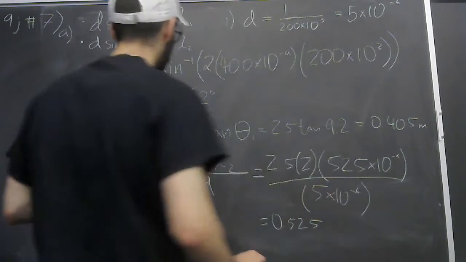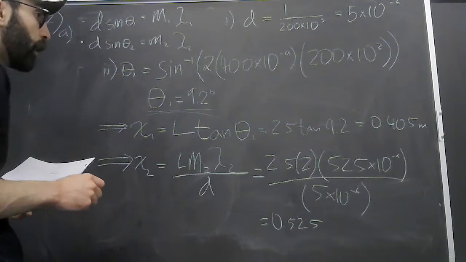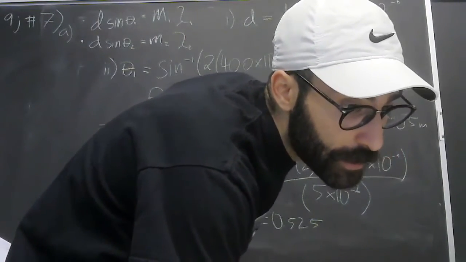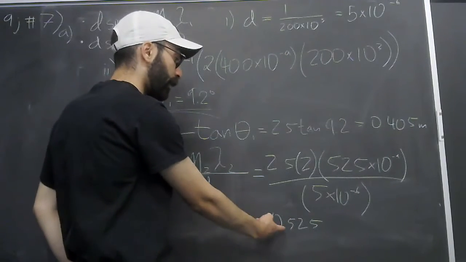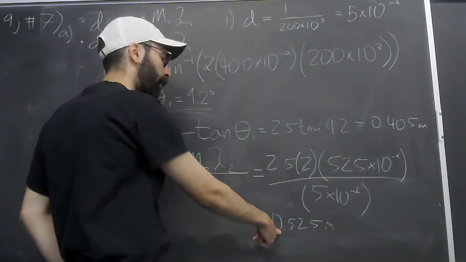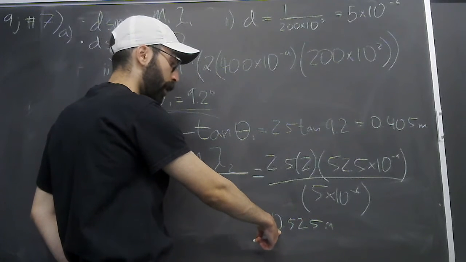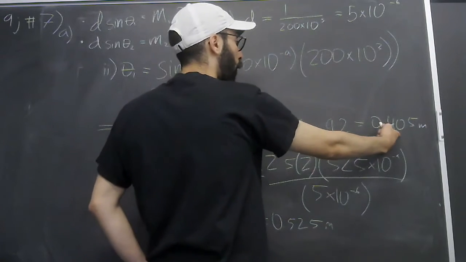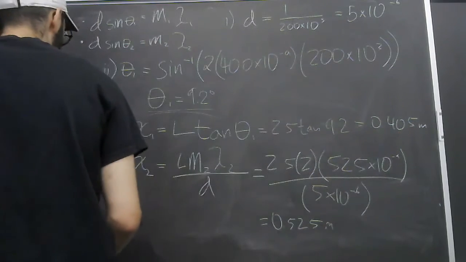So then x2 equals 0.525. All right. So now we need to find the difference because what we're looking for is, how do they word it? Let me just say it. The separation between the second order maxima. So this is how far from the center, in meters, the 525 nanometer wavelength second order peak is. And this is how far from the center the 400 nanometer peak is. So like lambda 1 and lambda 2, right? So we find that difference.